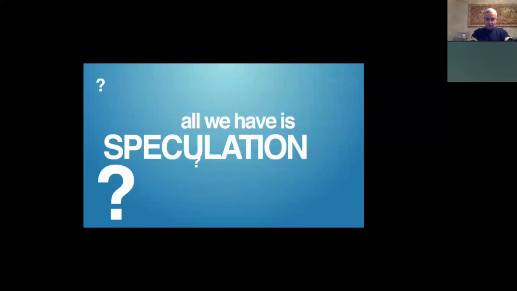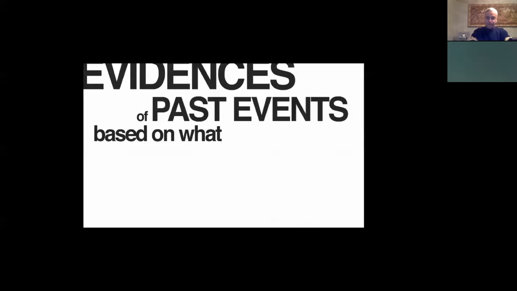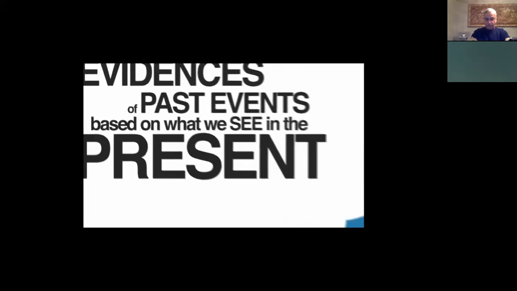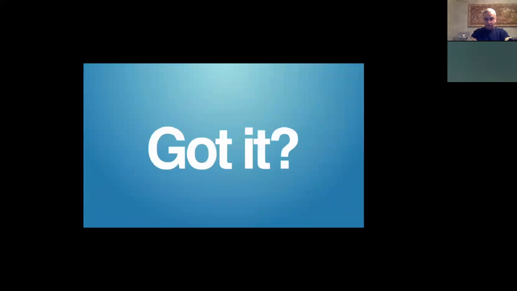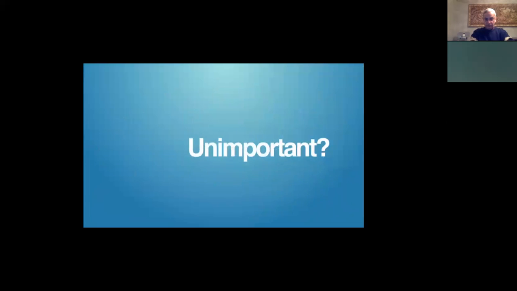All we really have is speculation, or at best, circumstantial evidence of past events based on what we see in the present. That's not to say that we can't make intelligent guesses about the past or form reasonable inferences from rocks or fossils in the present, but we certainly cannot directly test our conclusions because we cannot repeat the past. Got it? So, does that mean historical science is unimportant?